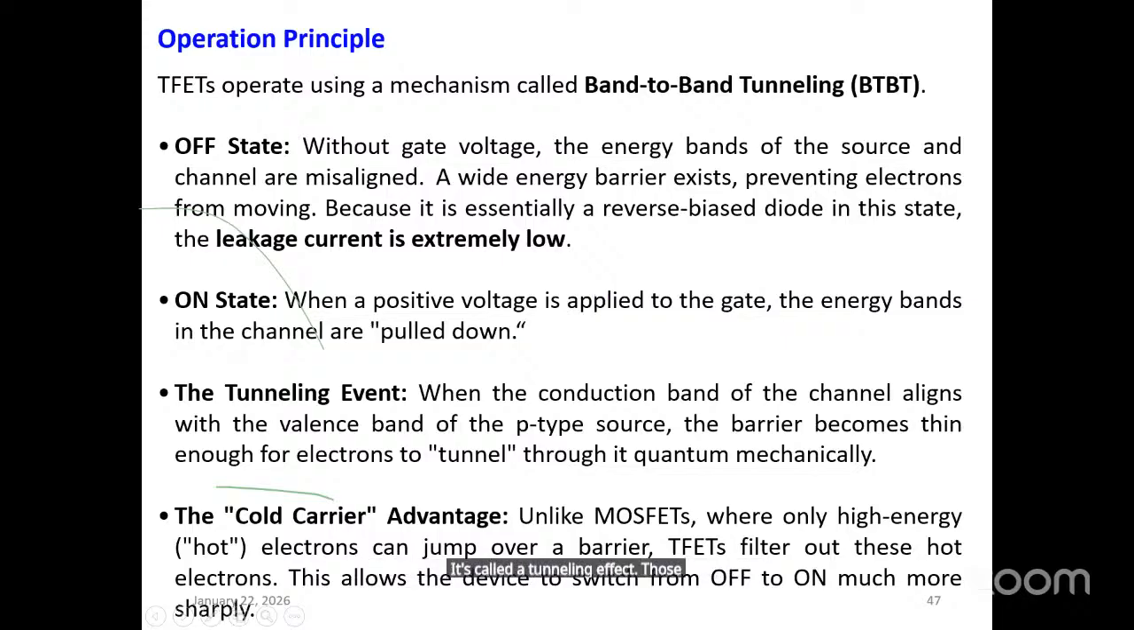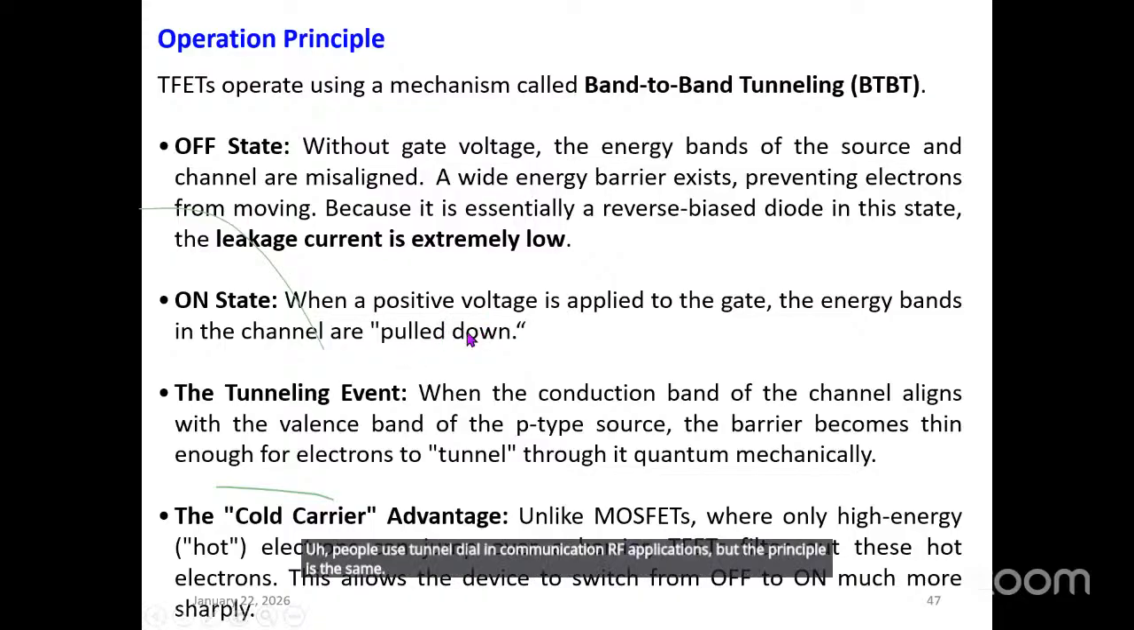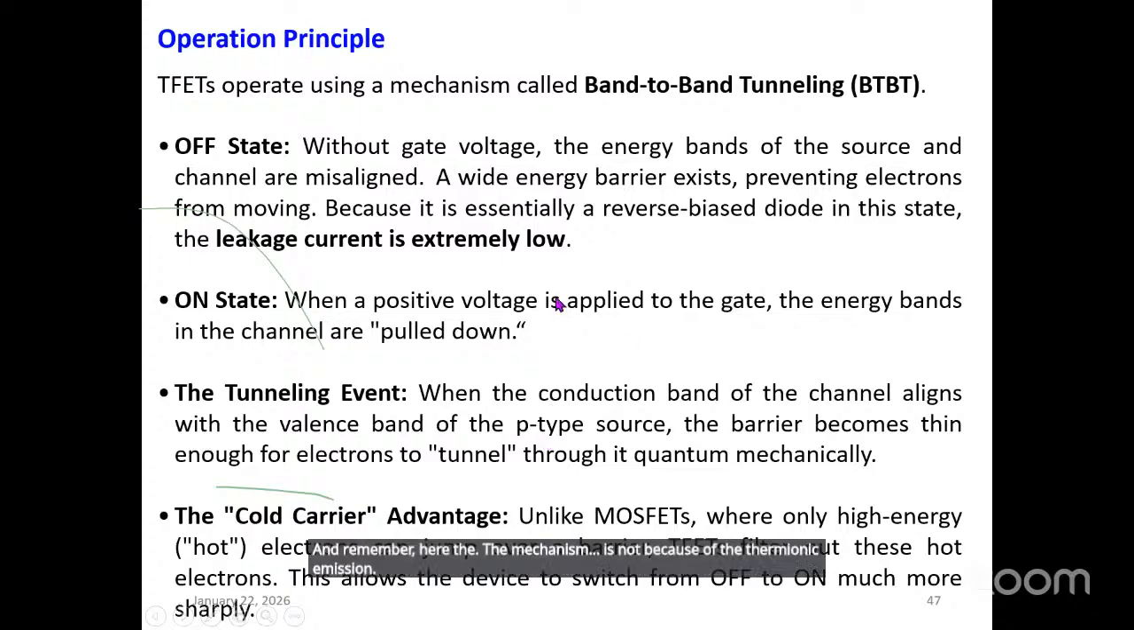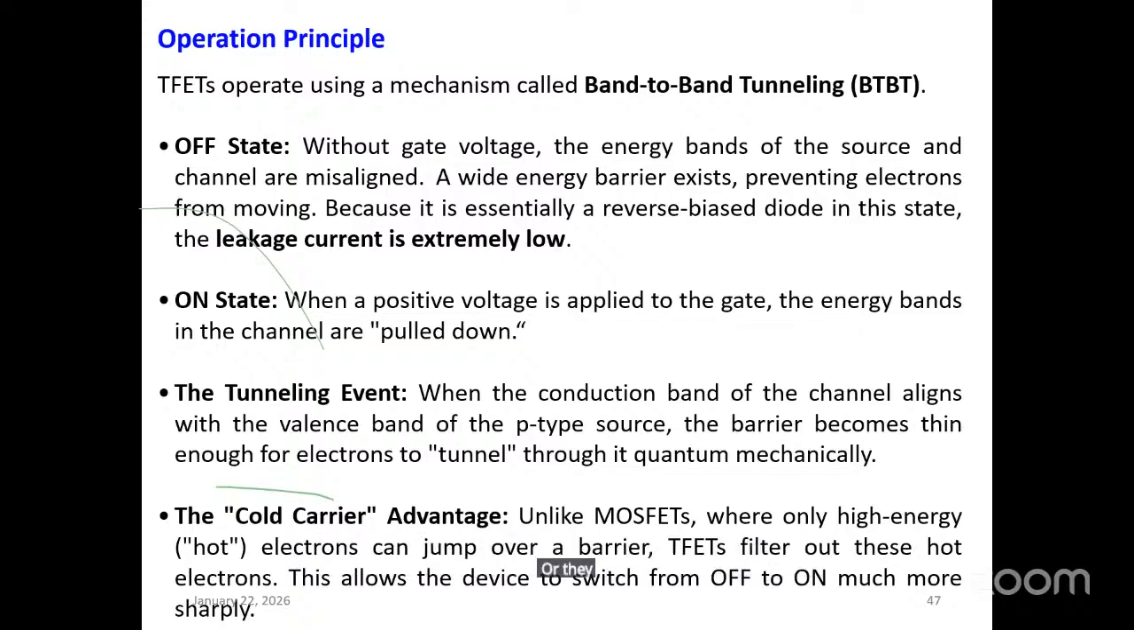Those who remember, the tunnel diode is quite old, maybe 50, 60 years back. People use tunnel diodes in communication, RF applications, but the principle is the same. In the tunneling effect, this pulling down of the electron is possible. And remember, here the mechanism is not because of thermionic emission. In MOSFET, electrons are made hot because of the electric field. Because of that, they travel from source to drain.